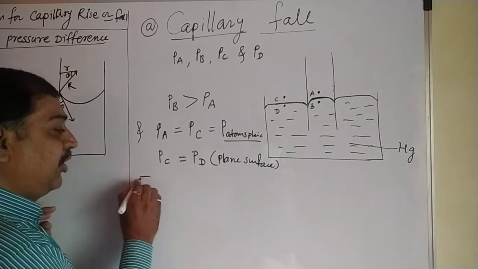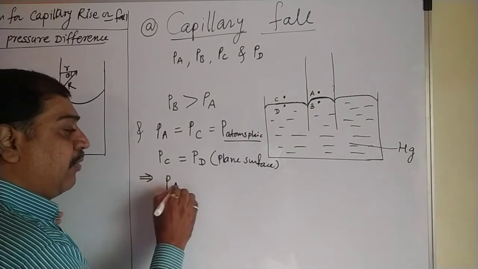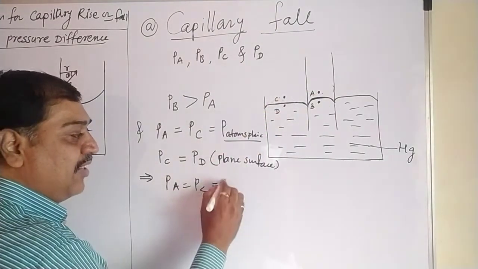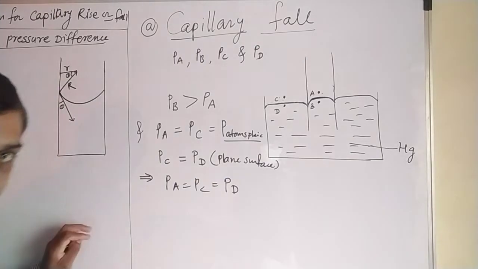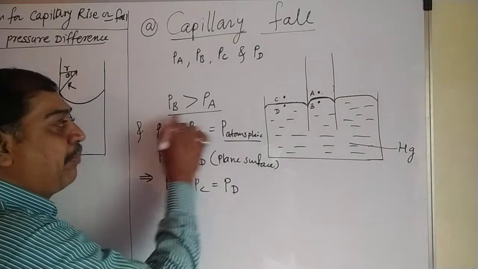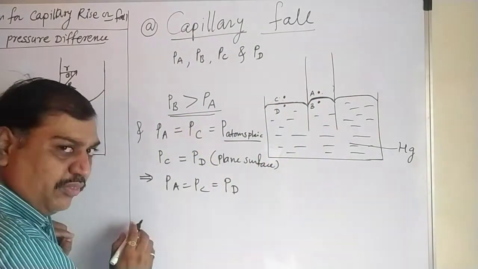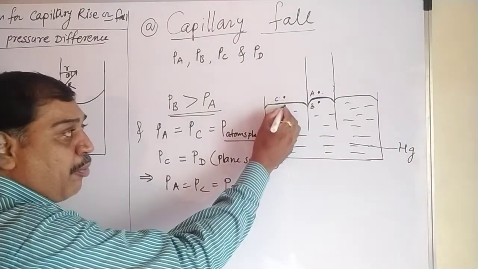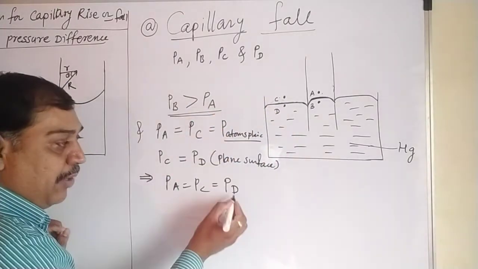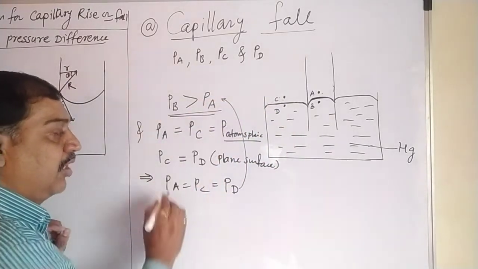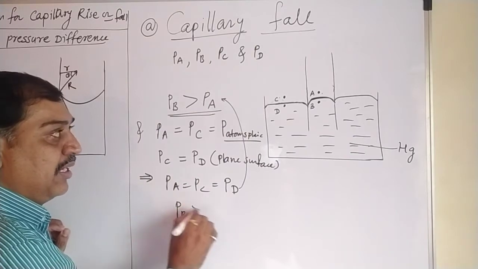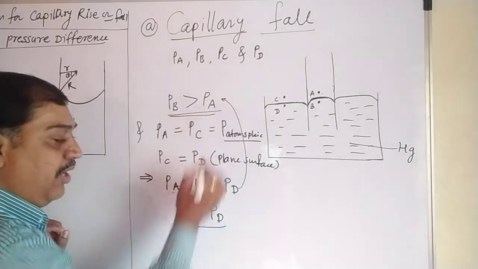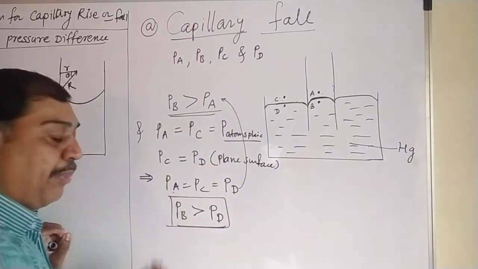So we can write here the general formula: PA equal to PC, atmospheric pressure, and these are the plane surface, that must be equal to PD. And finally, as we have written, PB is greater than PA. Here one point is inside, the other point is outside the liquid. But D is a point inside the liquid, and as PA equal to PD, put this value in this equation, we can write pressure at point B is greater than pressure at point D. Just put the value of PA as PD here.